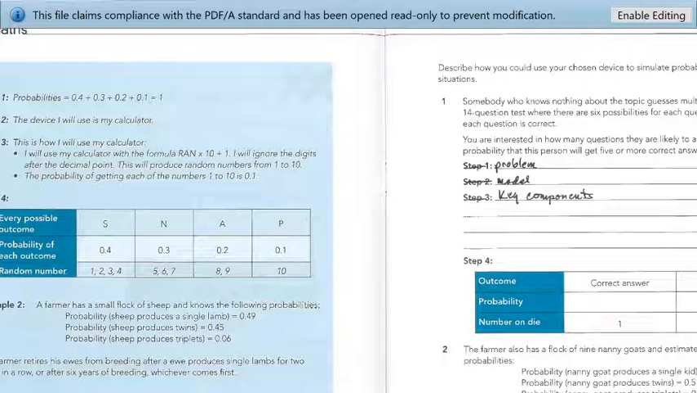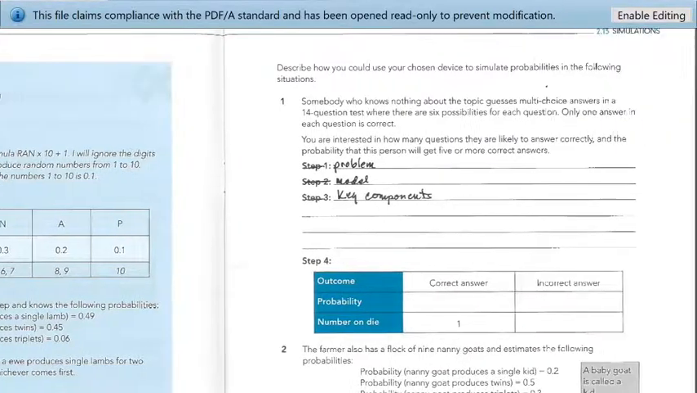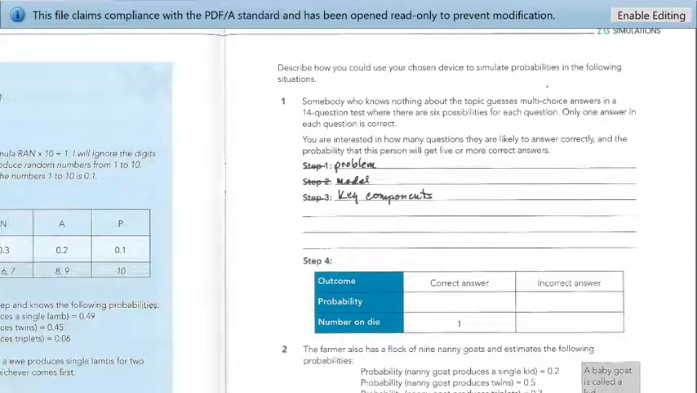All right. The probability of getting each of the numbers 1 to 10 is not 1 tenth like this. What is the probability for getting each of the numbers? 1 in 6, 1 sixth. So you would write that you're going to use your calculator to generate random numbers 1 through 6, and the probability of getting one of those numbers is 1 in 6. And you don't have to change it to a decimal like they've done. They did it just because it's tens.